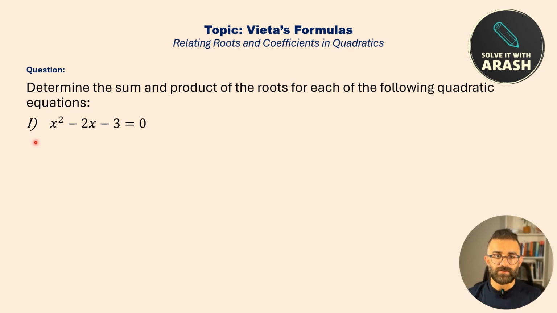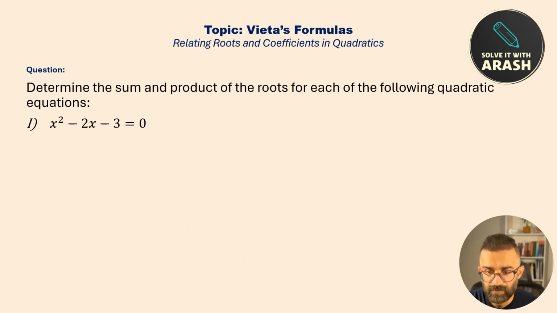Okay, here's the question. Determine the sum and product of the roots for each of the following quadratic equations. The first equation, x squared minus 2x minus 3 equals 0. This is a quadratic where the leading coefficient is 1, the linear coefficient is -2, and the constant term is -3. And it is given in the standard form. It means all the terms are on one side of the equation and the other side is just 0.